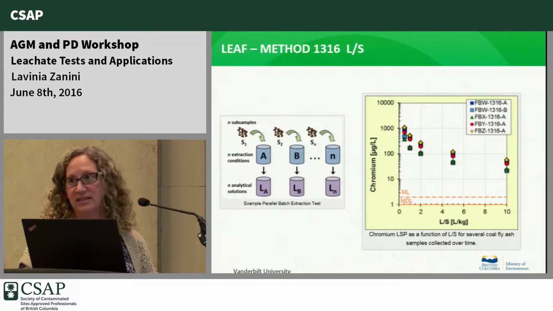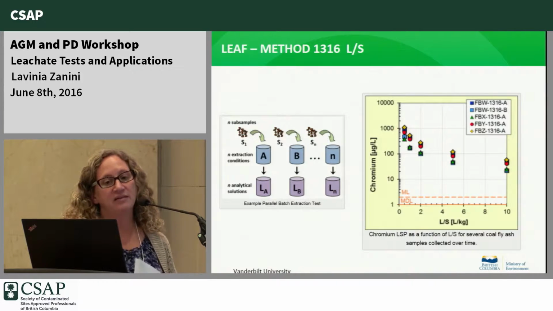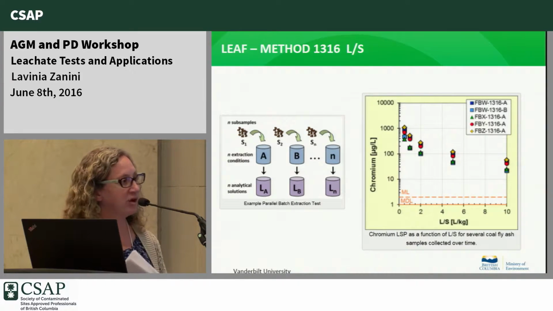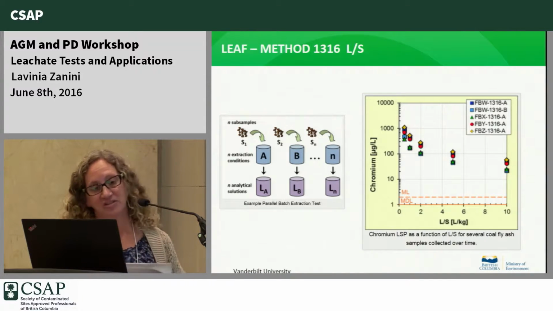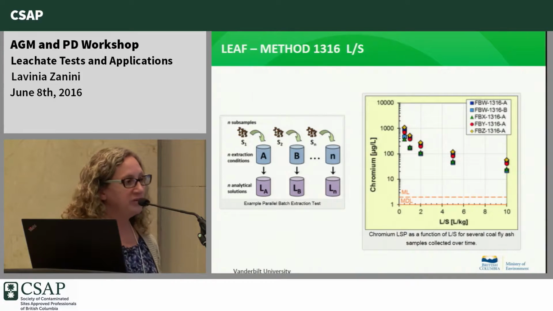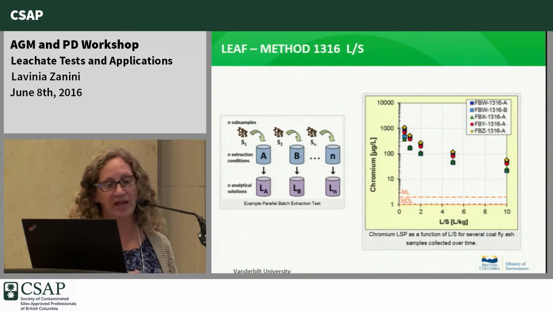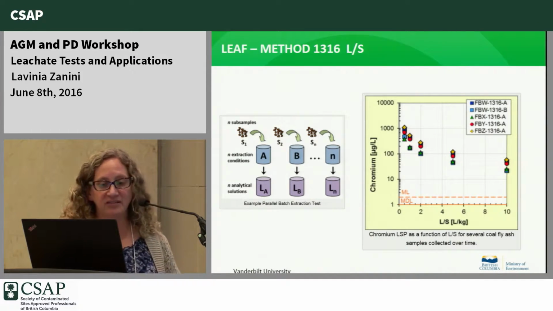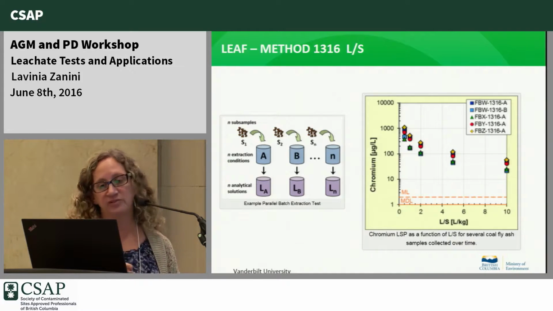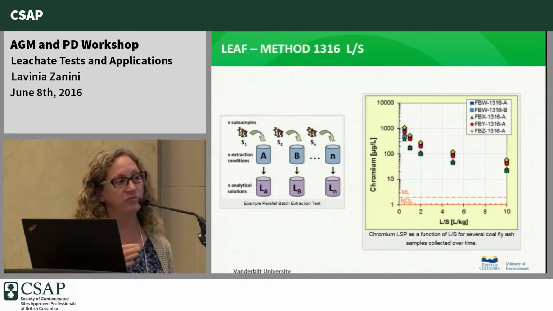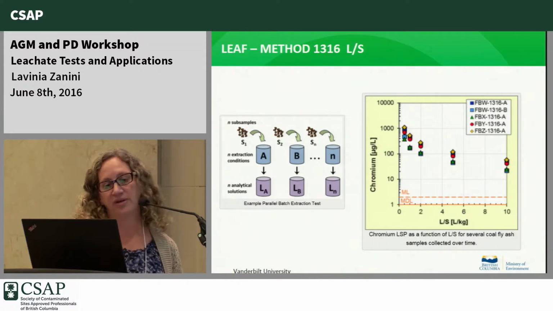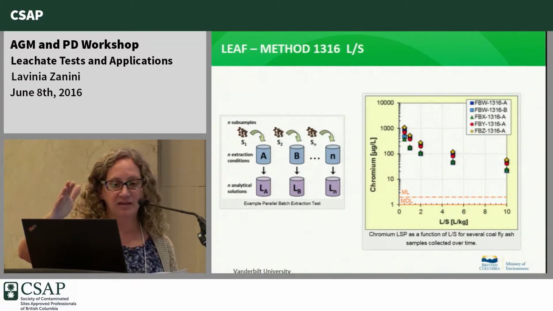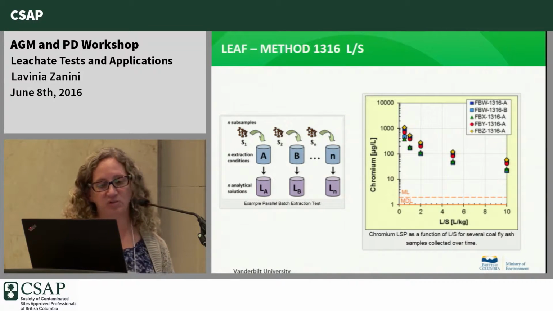Method 1316. That's the second method in the tier 2 methodology, LEAF methodology. It's very similar. Well, it's actually different. You take a known volume of material and you shake it in flasks, but instead of different pHs, you have different liquid to solid ratios, from 0.5 to 10, let's say. And this method would generate contaminant concentration versus liquid to solid ratios.